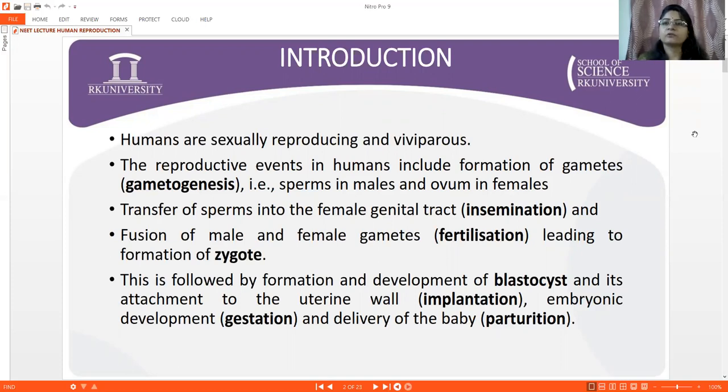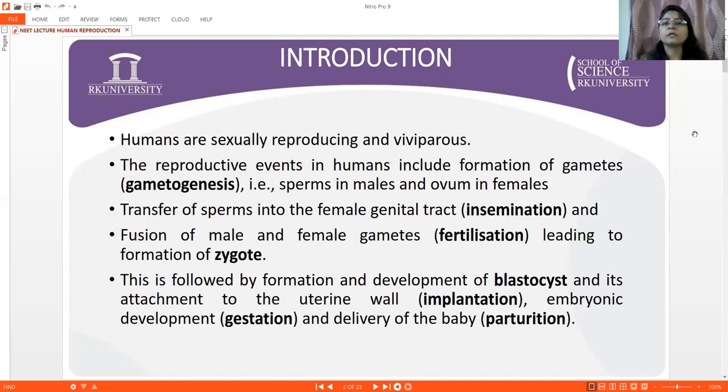Before going into detail about human reproduction, it's very important that we know the various terms which are used scientifically. The first term is gametogenesis. Gametogenesis refers to the reproductive events in the human which include the formation of gametes. In case of male, it gives rise to sperms, and in case of female, it gives rise to the ova.